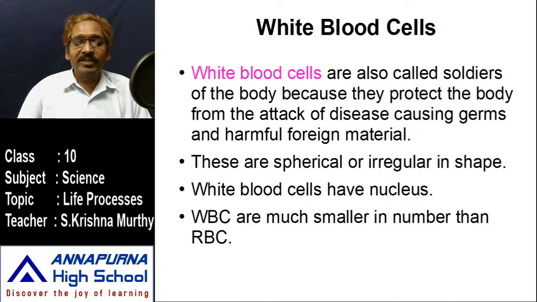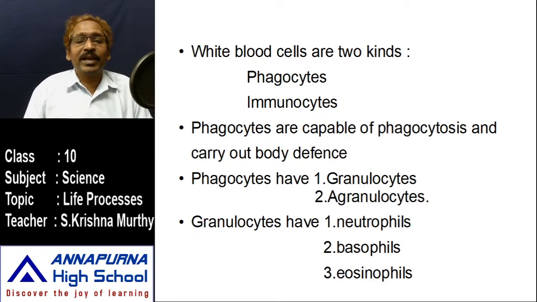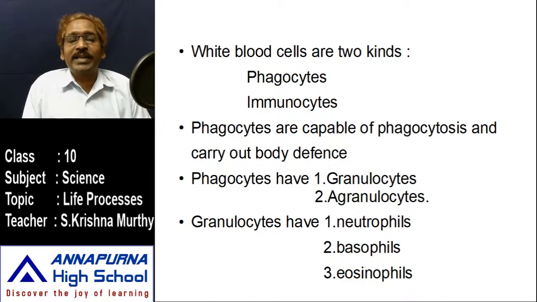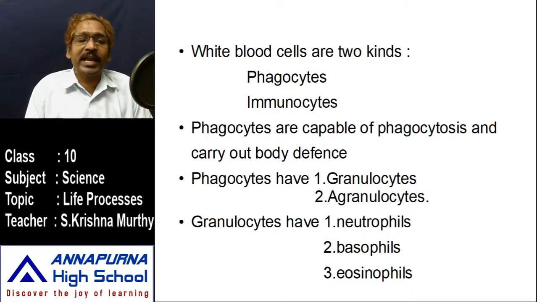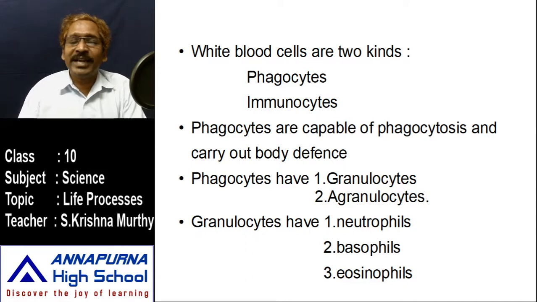When we observe the white blood cells under the microscope, we can find two kinds of cells. What are the two kinds of cells? The white blood cells are classified into granulocytes and agranulocytes. Before going to granulocytes and agranulocytes, generally we can say these give immunity to our body. That's why they are called immunocytes.